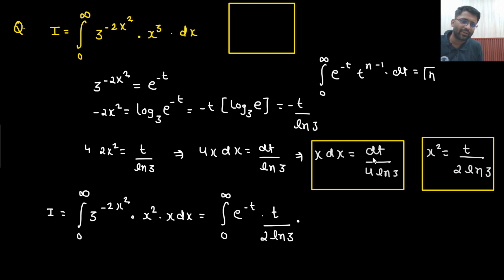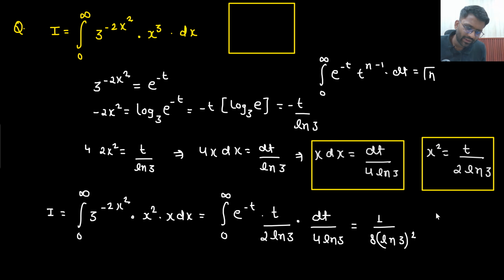And x dx could be written as dt by 4 ln 3. So what will be the answer? 1 by 8 ln 3 whole square, integral 0 to infinity e to the power minus t into t dt. n minus 1 will be equal to 2, gamma 2 will be equal to 1 only. So this is the answer.